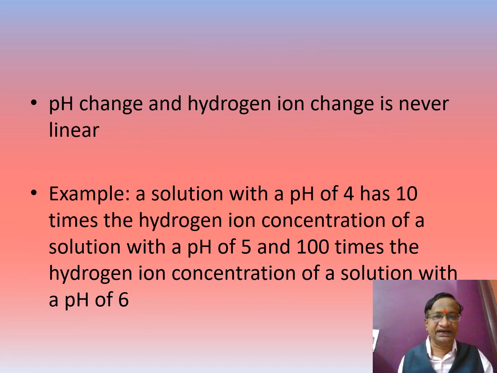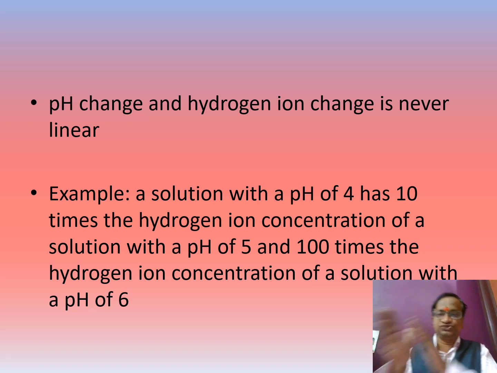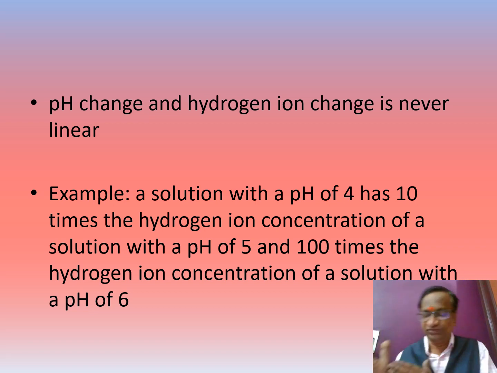We cannot go on writing 10 to the power of minus 7 moles per liter for the hydrogen ion concentration. You cannot write like this. So what we do is convert it into a negative logarithm and call it pH. If the hydrogen ion concentration goes up, the pH will decrease because it's a negative logarithm.